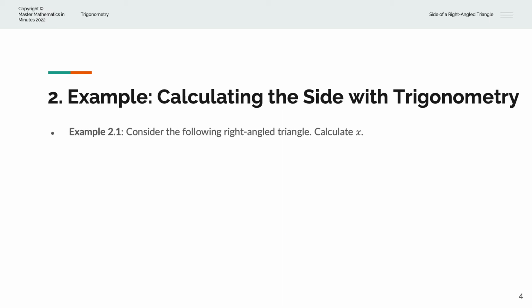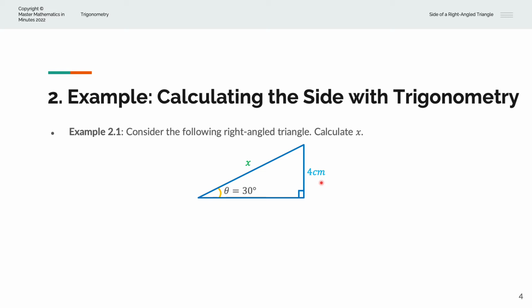In the first example, we're given the following right angle triangle, and we're asked to calculate x. So x is the side that is opposite the 90-degree angle, so that is the hypotenuse. We have theta given to us as 30 degrees. And this side, which is opposite theta, is called the opposite side, and we're given that it is 4 centimeters.